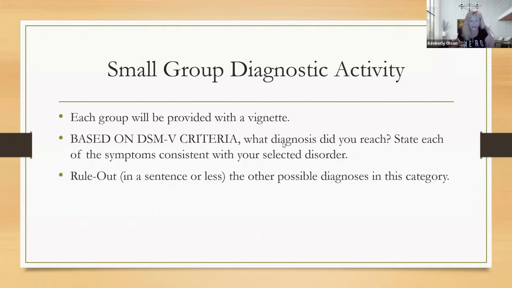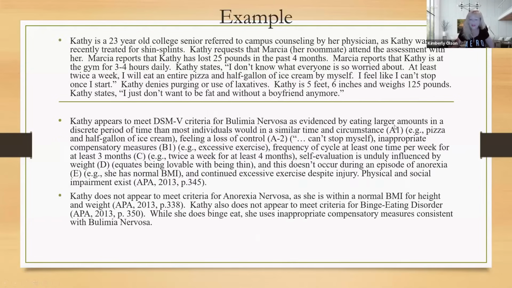So let me give you an example of what we are doing in those vignettes. Now, the example I selected was not related to depression because obviously I didn't want to give it away for the groups, but this example is related to eating disorders. So in the vignette, Kathy, a 23-year-old college senior, is referred to campus counseling by her physician, as Kathy was recently treated for shin splints. Kathy requests that Marcia, her roommate, attend the session with her.